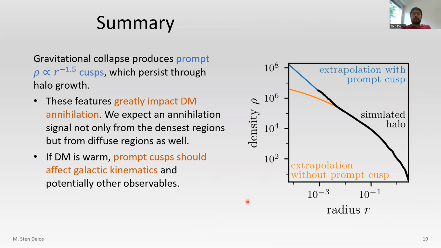Okay, so that's it. I'll just summarize the main point here. Gravitational collapse produces prompt r to the minus 1.5 cusps, which persist through halo growth. These features greatly impact dark matter annihilation. We now expect an annihilation signal not only from the densest regions, but from diffuse regions as well. And also, if the dark matter is warm, prompt cusps should affect galactic kinematics and maybe other observables as well. Thank you.